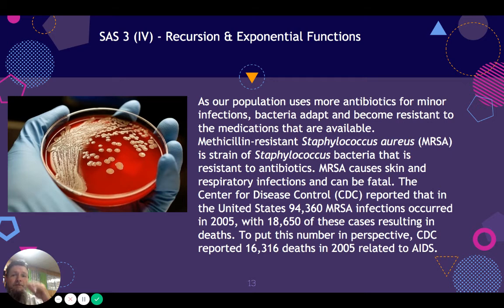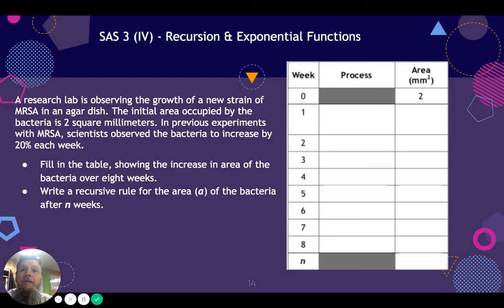Now, to put this number in perspective, the CDC reported 16,316 deaths related to AIDS. So MRSA is killing more people than AIDS is now. And that's back in 2005. It's 2020. That's 15 years ago. There's a really good way to keep this from spreading. Wash your hands.